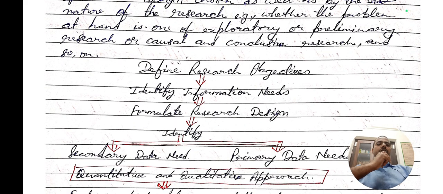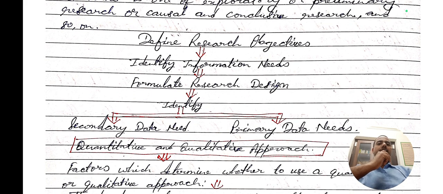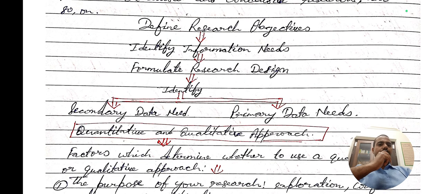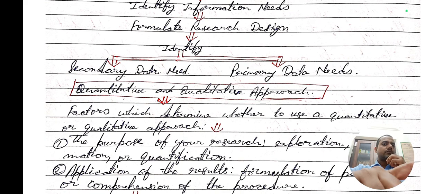So define the research objectives, identify the information need and then formulate the research design. So here the sequence given: first we need to define the research objectives, then identify information needs, then formulate the research design. After formulating the research design, we have to identify the type of data required, so identifying the secondary data needs and the primary data needs. So here, as you can observe, whether it is going to be secondary data or primary data depends on the research design.